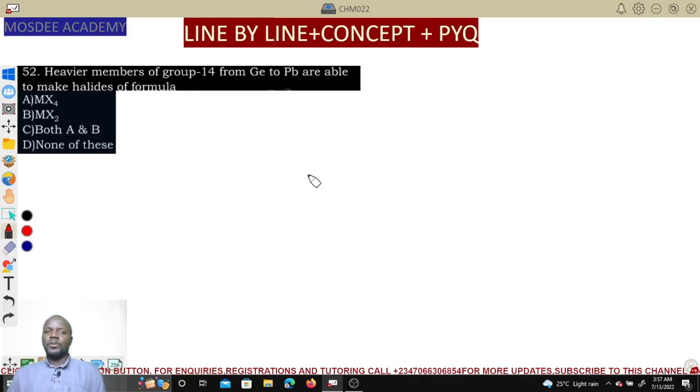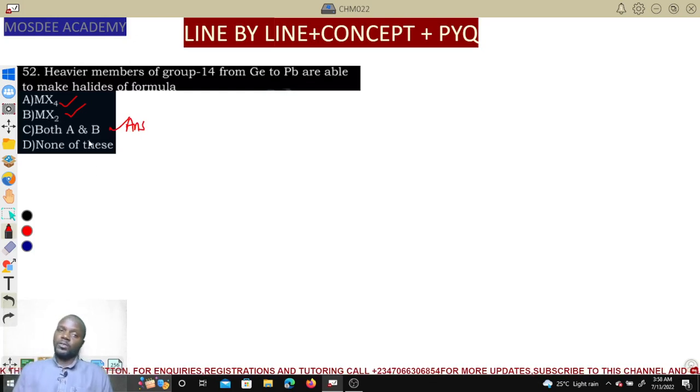Every member of group 14 from germanium to lead is able to form halides of MX4 and MX2. Yes, the reason is, and I told you, that carbon doesn't form these because of what?